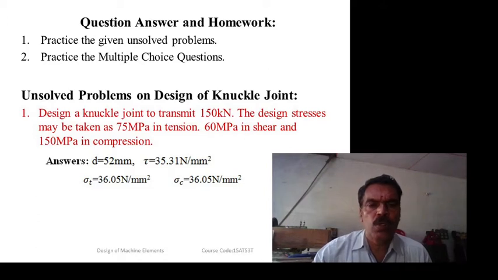Here the answers are also given. First you should take the data and solve the problem, and later on you can compare with my answers. The final answer is d equal to 52 mm, shear stress tau equal to 35.31 Newton per mm square, sigma t, the tensile stress, equal to 36.05 Newton per mm square, and sigma c equal to 36.05 Newton per mm square. So first take down the data, start the procedure and solve the problem, and later compare with the answers given in this problem.